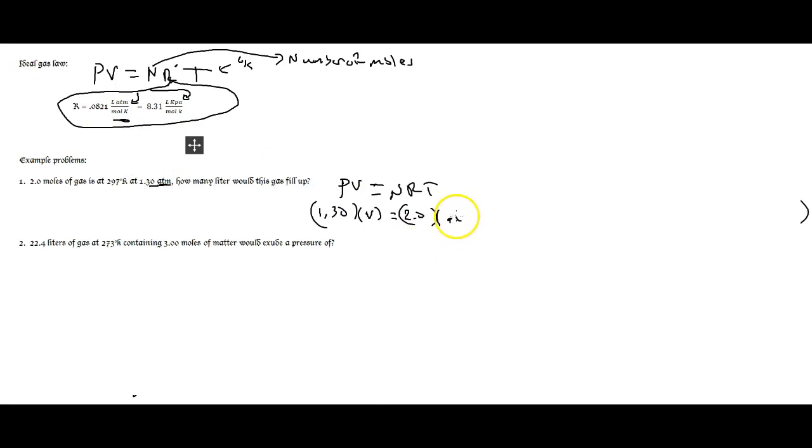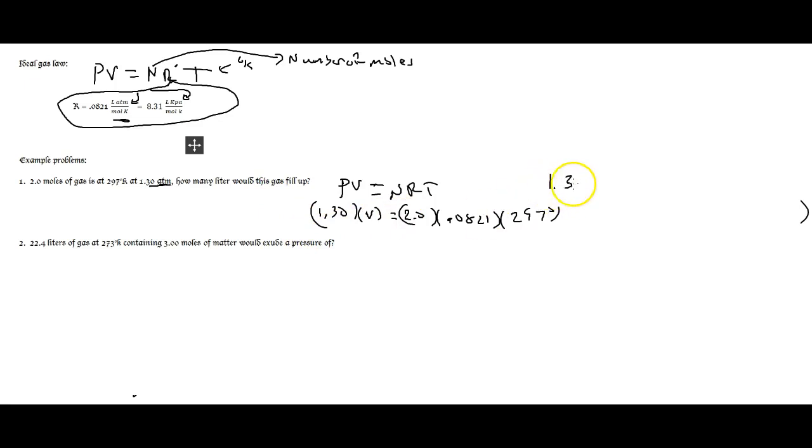So I'm going to use 0.0821. And then my temperature has got to be in degrees Kelvin. It is. It says 297 degrees Kelvin. So I can go ahead and just plunk it right in. And the rest is just doing some math on it. I got 2 times 0.0821 times 297 divided by 1.3.